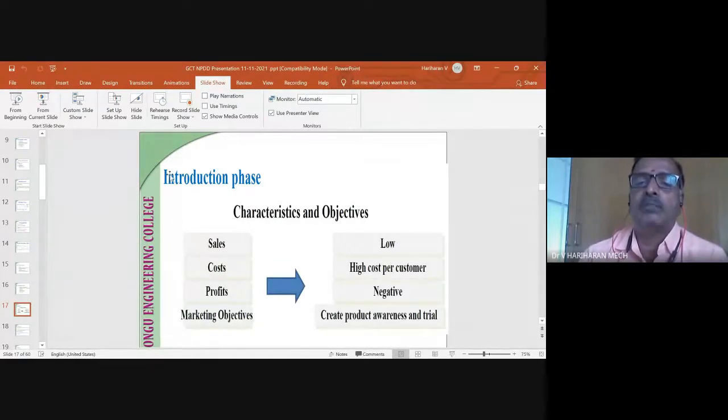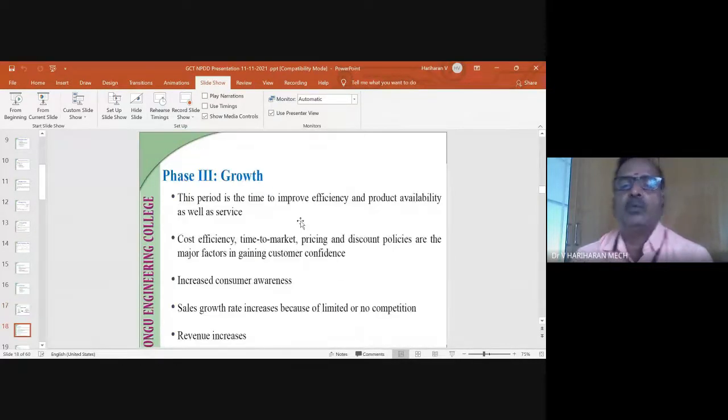Characteristics and objectives of the introduction phase. Sales will be low, cost is high per customer, profit is always negative. Marketing objective: create product awareness and trial. You have to make an advertisement or do some promotion for your product. Then the growth period: this is a period to improve your efficiency and product availability as well as service.